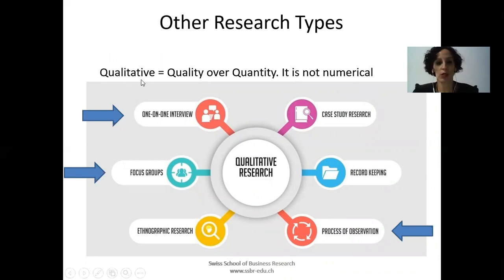So this includes different types of research methods, such as one-on-one interviews, focus groups, process of observation, case study research. In case you guys don't know what these concepts mean, I'll go through them very briefly with you. Basically, one-on-one interviews is self-explanatory.